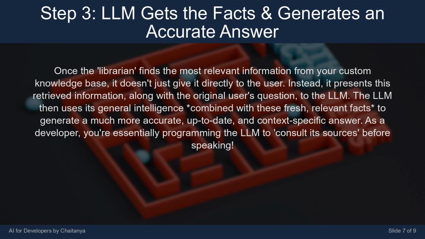Once the librarian finds the most relevant information from your custom knowledge base, it doesn't just give it directly to the user. Instead, it presents this retrieved information, along with the original user's question, to the LLM. The LLM then uses its general intelligence combined with these fresh, relevant facts to generate a much more accurate, up-to-date, and context-specific answer. As a developer, you're essentially programming the LLM to consult its sources before speaking.